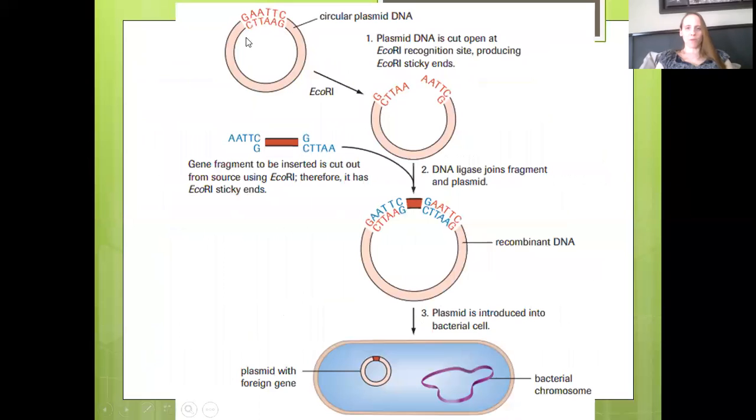So this is kind of how that would work. This pink circle up here is our plasmid. We would cut the plasmid using one of our restriction endonucleases that makes sticky ends. You would then go into the DNA of another organism and cut out a segment of its DNA using the same restriction endonuclease, so you get the same sticky ends. And then when you take the fragment of DNA, you can put it into the plasmid and the sticky ends will stick together.